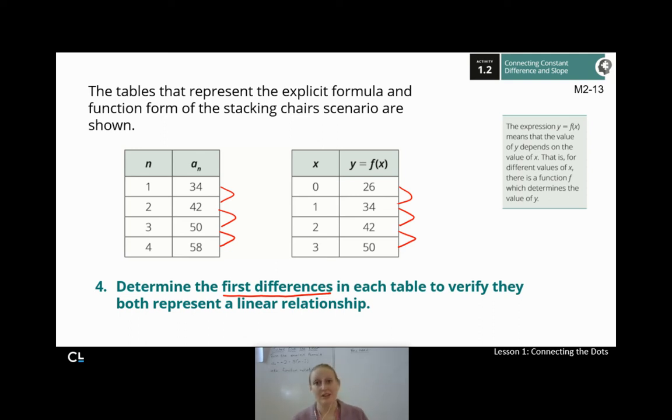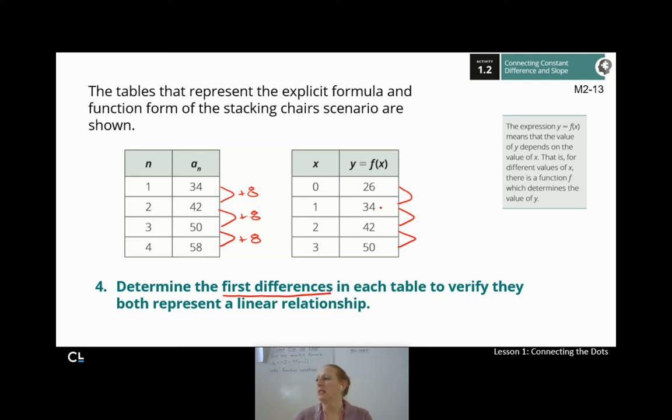So I'm using my calculator. Of course I'm using my calculator. I love my calculator. To get from 34 to 42, I had to add 8. So I added 8. 42 to 50, I added 8. 50 to 58, I added 8.